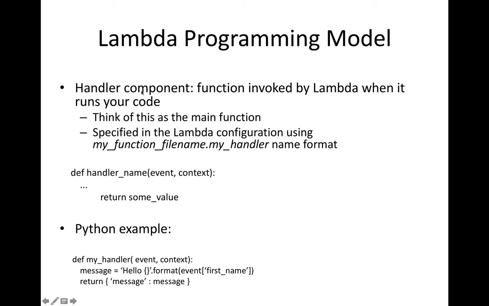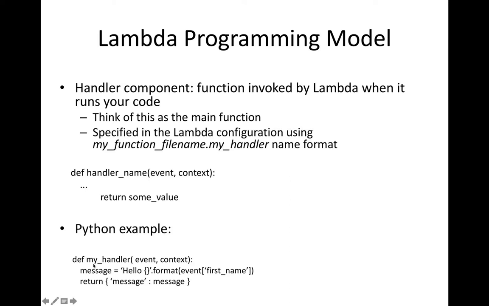And it uses this two-part notation, which is separated by a dot, where it's the function file name dot the function method, which is going to be the handler. So for example, here's an example where you're defining a function name. It takes in an event object and a context object, and then it returns some sort of value. A very simple Python example would be to define a handler function.